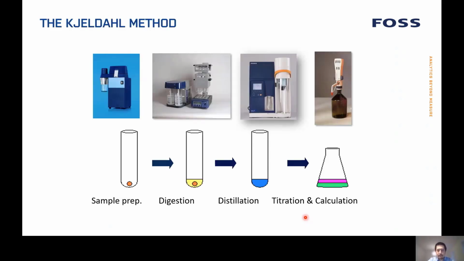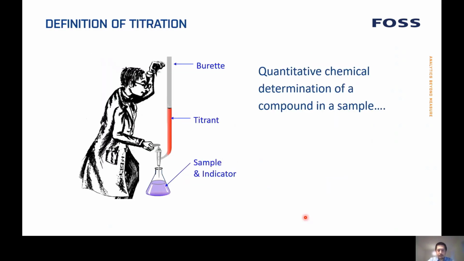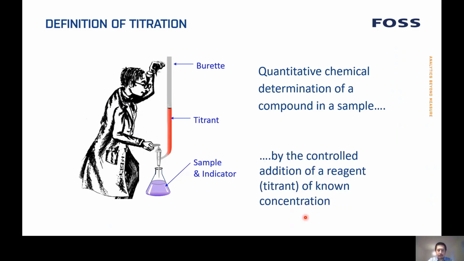And the last step of the Kjeldahl method is the titration. Titration is a way of determining the compound in the sample by the controlled addition of a reagent of known concentration. So we have all the ammonia trapped, as ammonium ions, and then we use a known concentration of hydrochloric acid or sulfuric acid to determine the content of the ammonia.